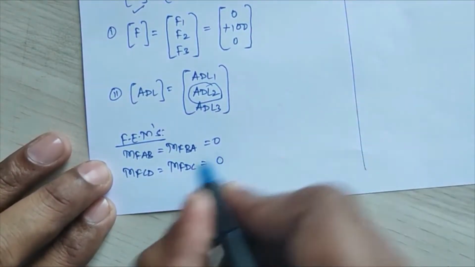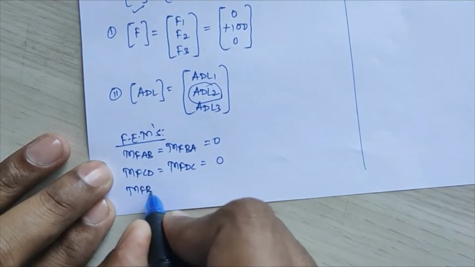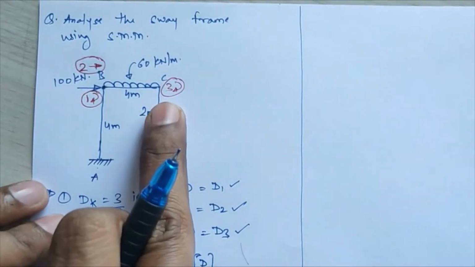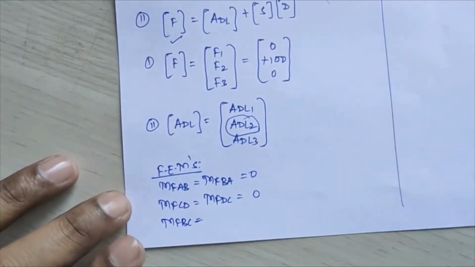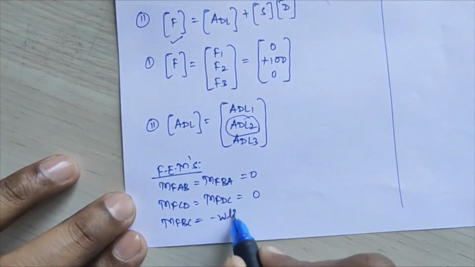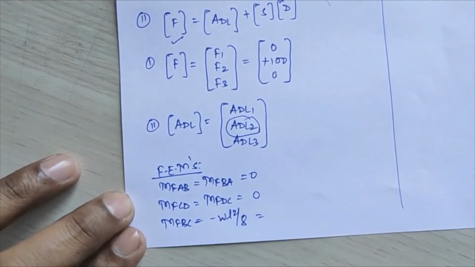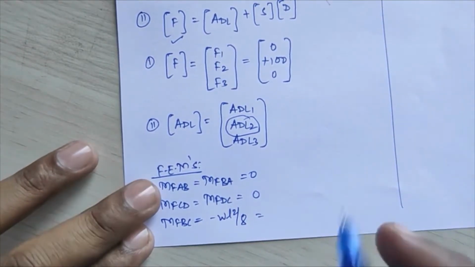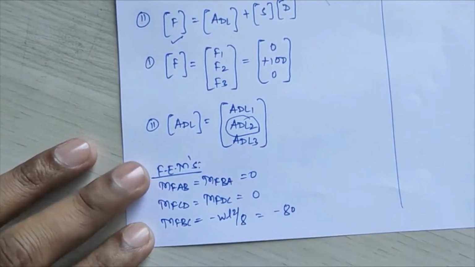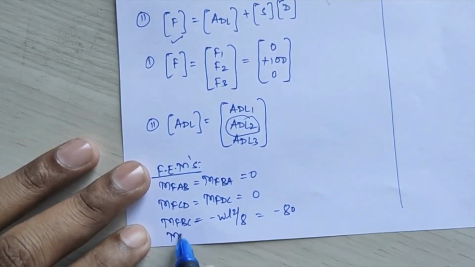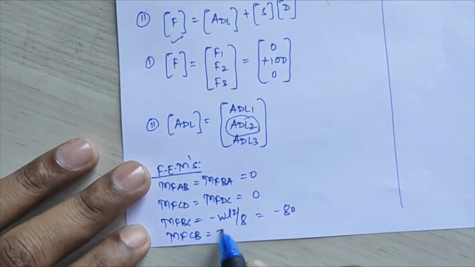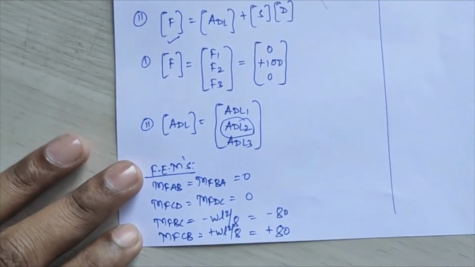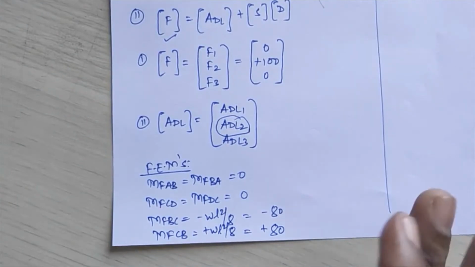Remaining is MFBC. In MFBC, what is given to you? UDL is provided throughout the span. So for UDL, that friction moment you will get as minus WL square divided by 8. W is your 60, length is 4. So 60 into 4 square by 8, I am getting as minus 80. And last is your MFCB, which I'll get as plus WL square by 8, equal to plus 80 over there.